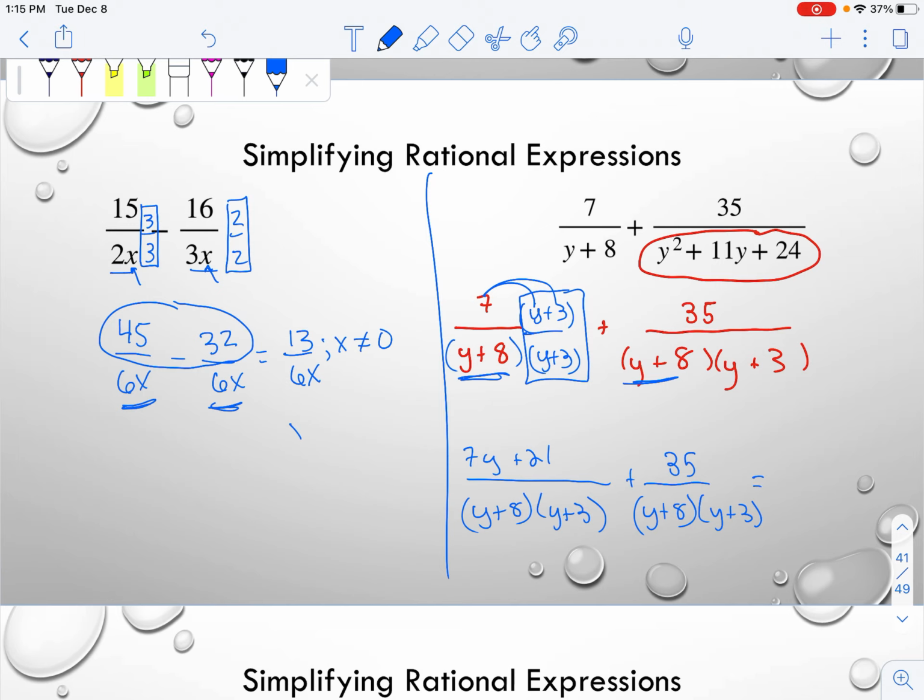Lastly, I keep my denominator the same, so I know it's going to stay y plus 8 times y plus 3. And my numerator, combine like terms there, nothing to combine with the y, but the 21 and 35 makes 56. Okay, that is not our final answer because I have a greatest common factor in my numerator. I could pull out a factor of 7. So if I pull out a factor of 7, that gives me y plus 8.